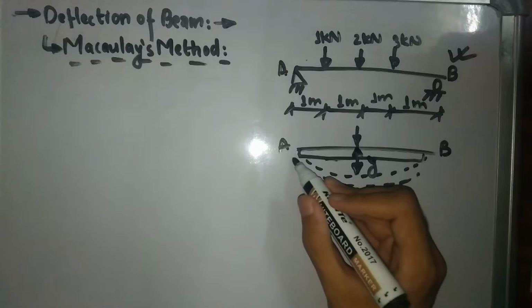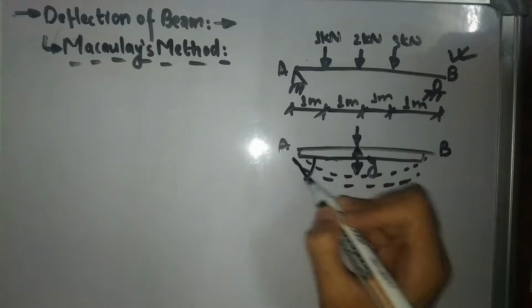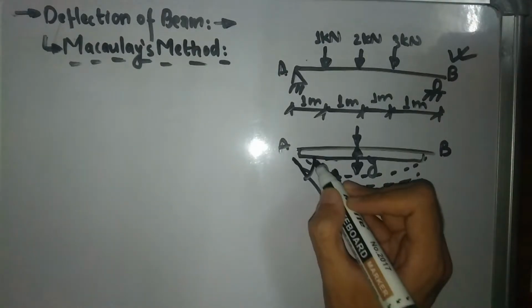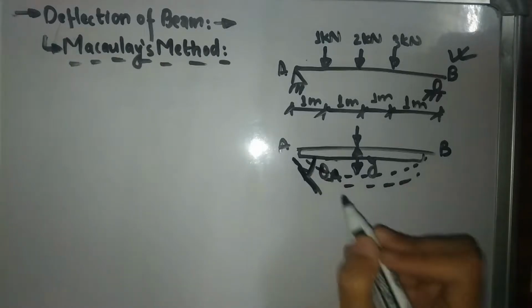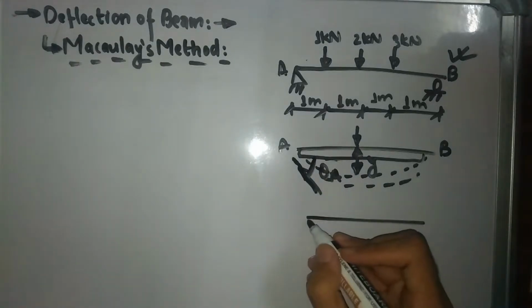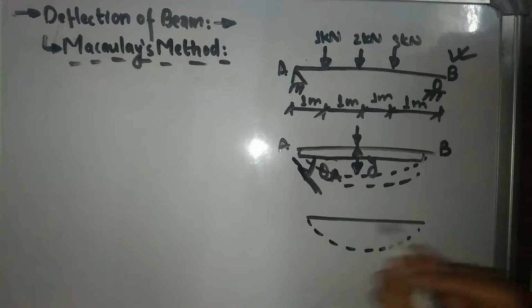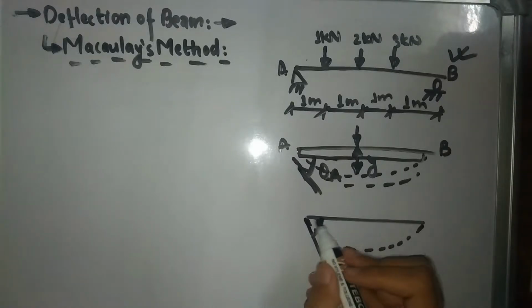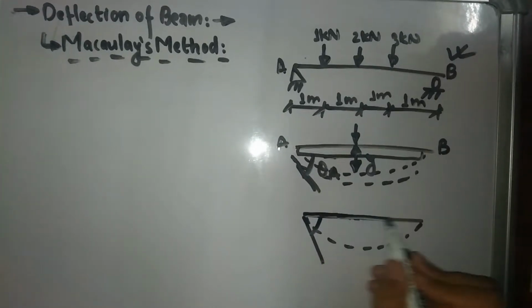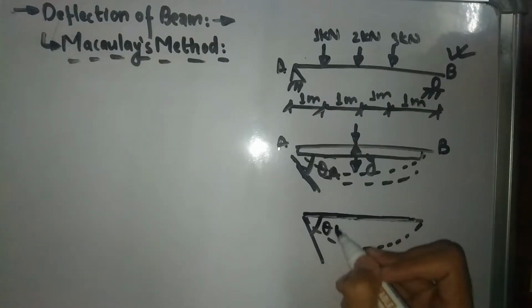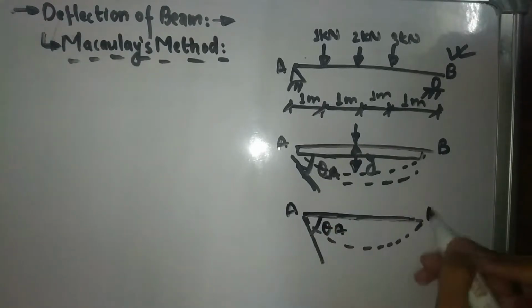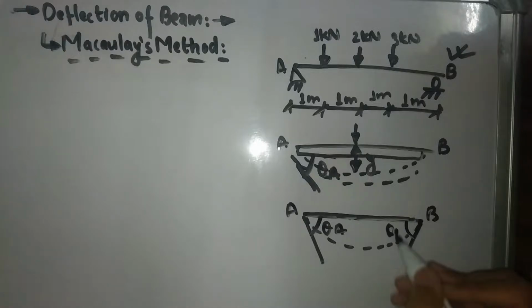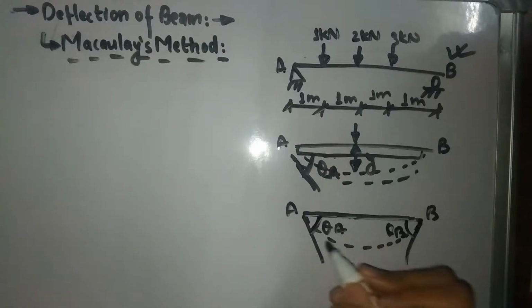And if I draw a line over here, and measure the slope, this is going to be my slope. What I have done simply is drawn one tangential line to this curve, and if I measure the angle with my original beam, or with my original line, let's say theta A for point A, and for point B this is going to be my theta B. This is going to be known as my slope.